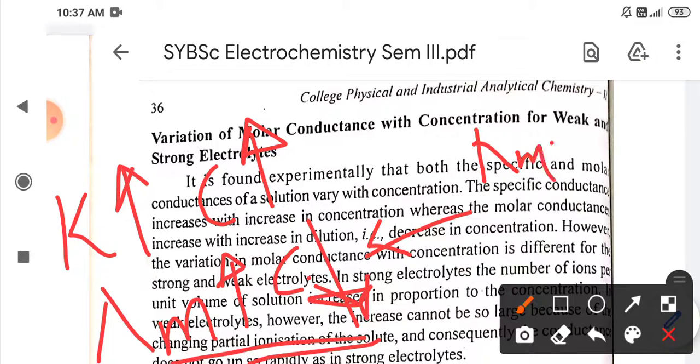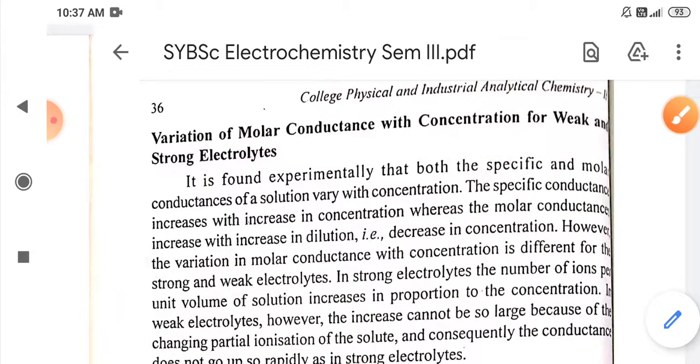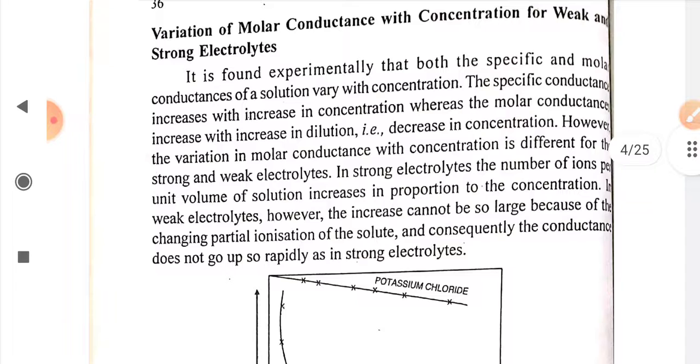So this is an inverse relation, and we know why, because the formula for lambda m is 1000 k upon c. So lambda m is inversely related with concentration, so it decreases with increase in concentration, or it increases with increase in dilution.